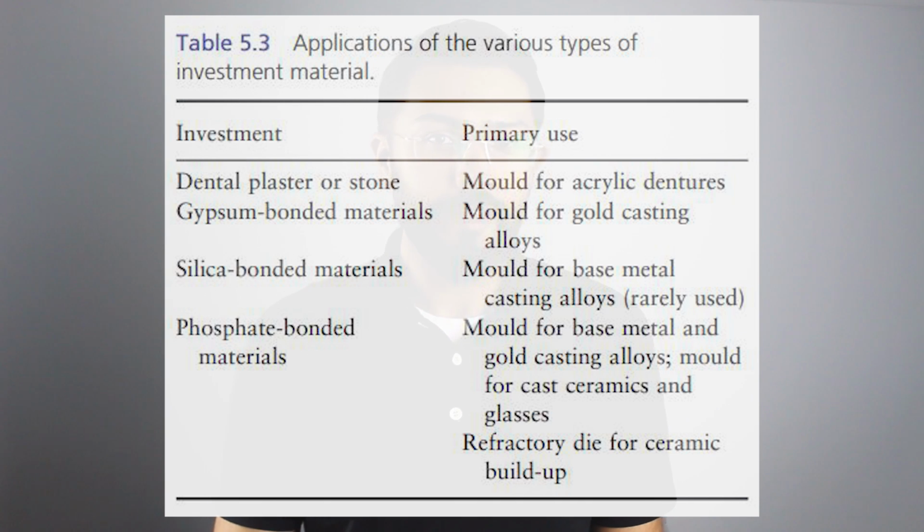Now, let's talk about the applications of investment materials. Here's a table that gives the primary applications of the three main groups of investment materials. Pause the video and have a good look at this table when you feel like. Of the three main types of investment material, the phosphate-bonded products are becoming the most widely used. Silica-bonded materials are rarely used nowadays due to the fact that they're less convenient to use than the other products and that the ethanol produced in the liquid can spontaneously ignite or explode at elevated temperatures.